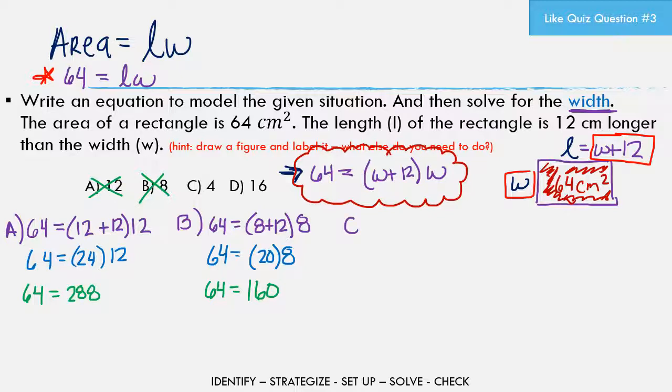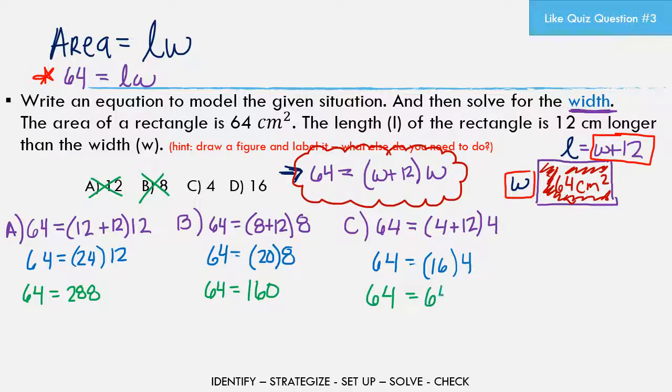All right, let's hope it's C. So now we're going to plug in 4 for W. Is 64 equal to 4 plus 12 times 4? Is 64 equal to 4 plus 12, which is 16, times 4? 16 times 4 is 64. So it looks like that one works, so it looks like C is our solution. Just to double check, let's plug in D real quick, but I'm pretty sure we're good with C.